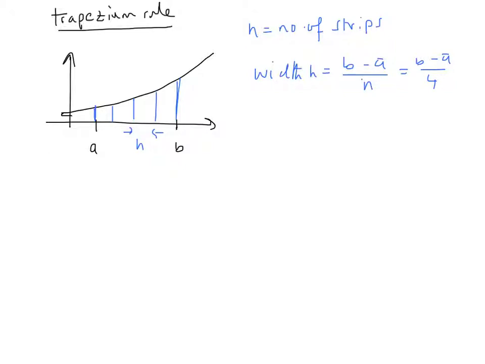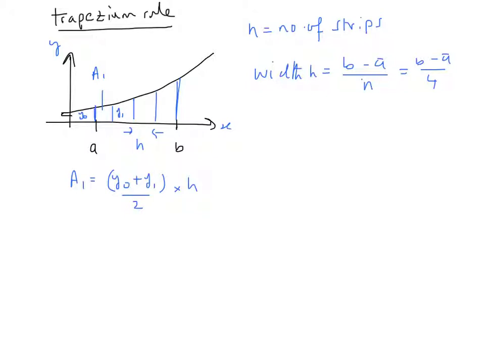Now if we were to apply the trapezium rule to one of the strips, let's call this length y0 and this height y1, and let's call this area here area 1. Then we know area 1 equals y0 plus y1 divided by 2 times the width h.